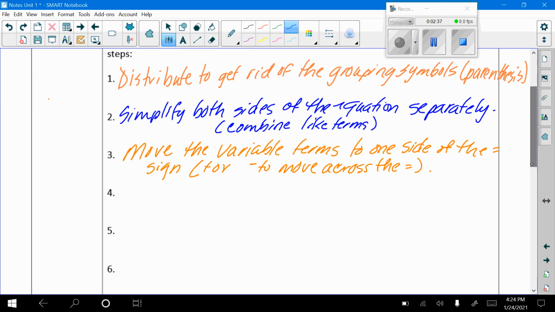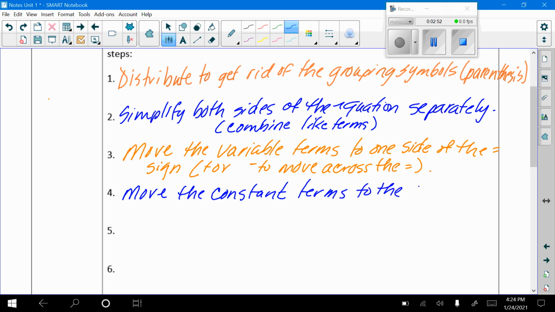after we move all of the variable terms to one side, we're going to move the constant terms to the other side of the equal sign. And again, add or subtract to move across.